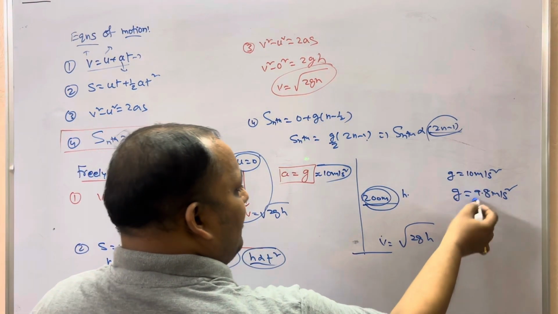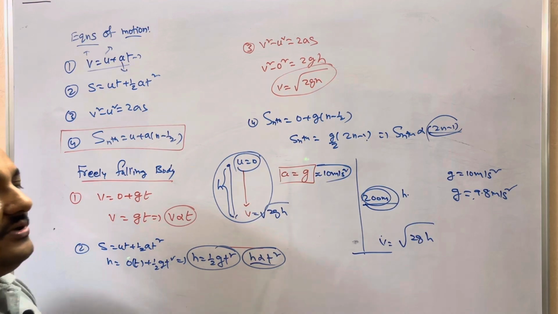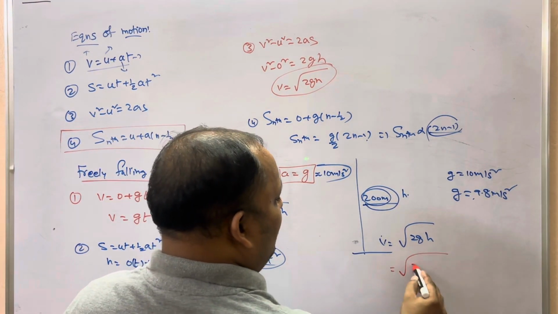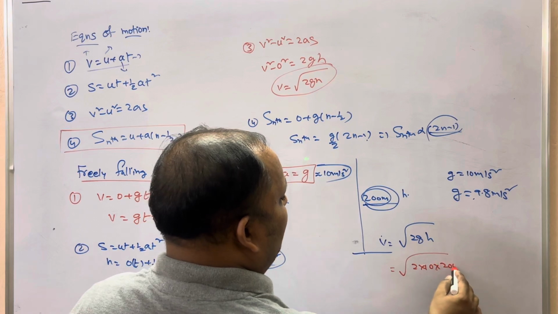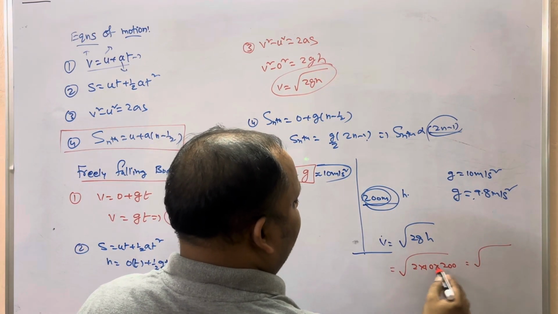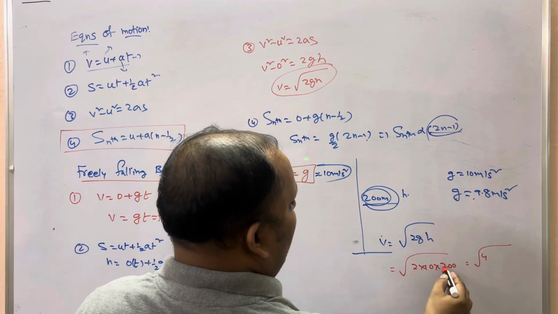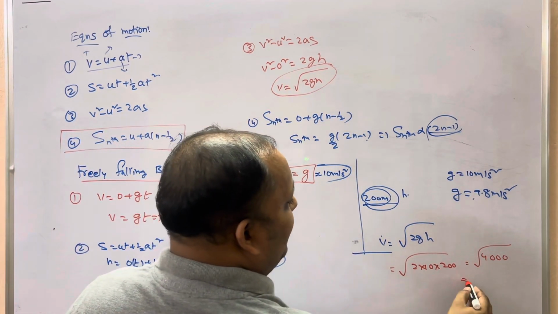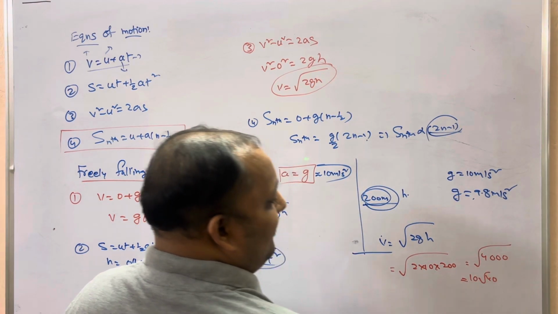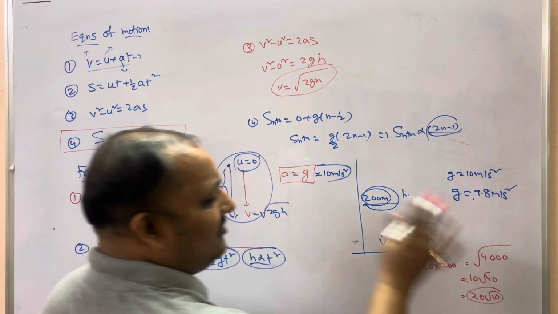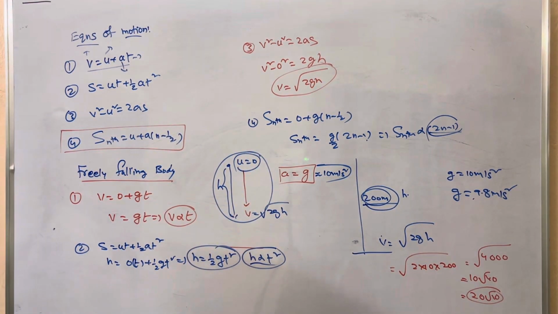But whichever value you substitute, you will get a similar answer, so you don't need to worry. Root 2 into 10 into 200, so root 4,000. If you bring 100 outside, it is 10 root 40. If you bring 2 outside, it is 20 root 10. That is their wish, how they are going to give the options.